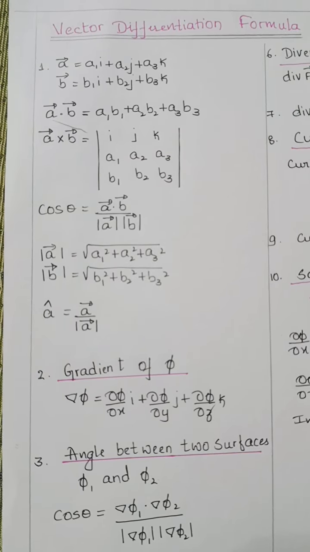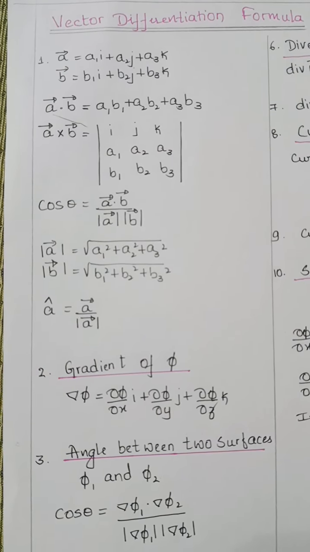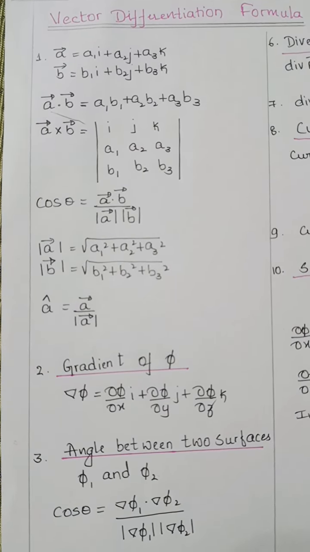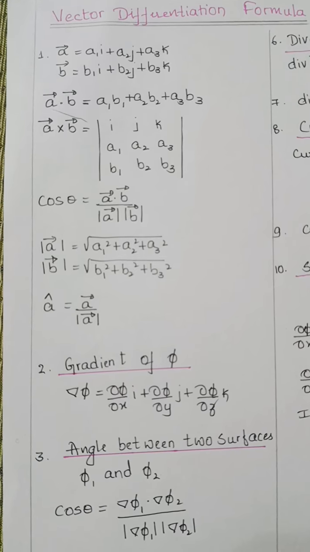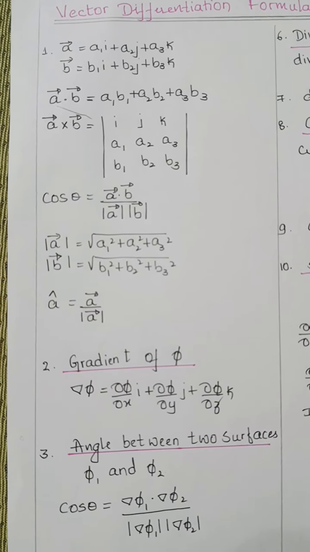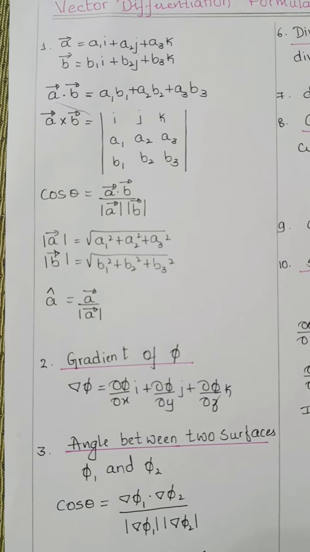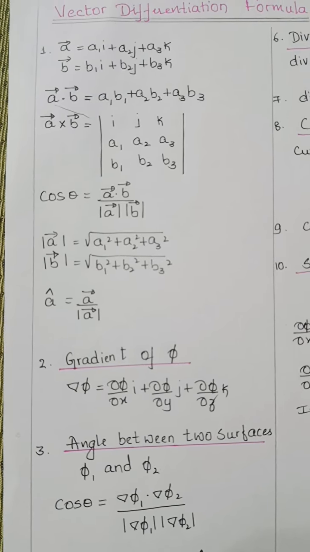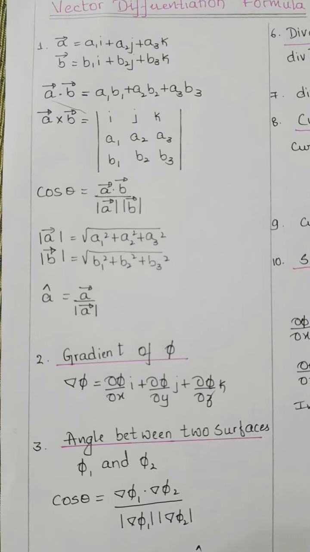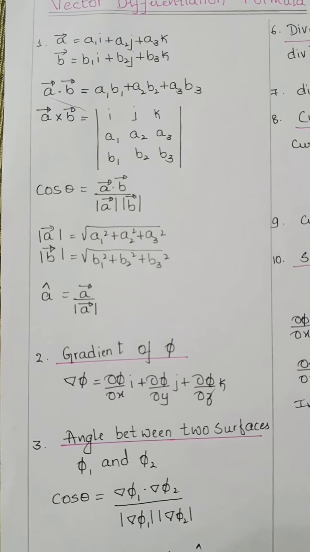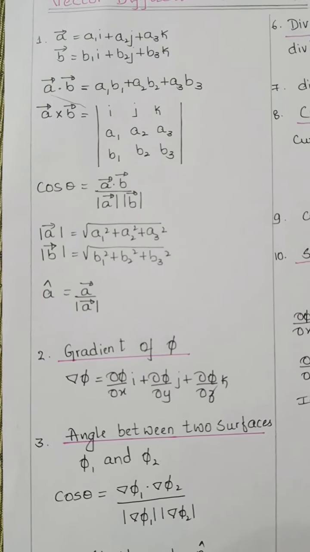In formulas in vector differentiation, if vector A and vector B are given, then the dot product will be A1 B1 plus A2 B2 plus A3 B3. The cross product will be the determinant of i j k, A1 A2 A3, B1 B2 B3. Then the angle between them will be cos theta is equal to vector A dot vector B divided by magnitudes of vector A and vector B.